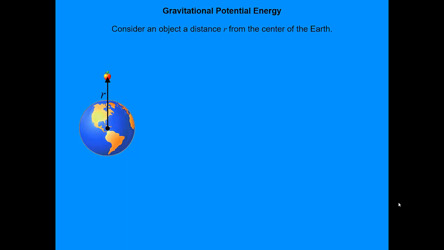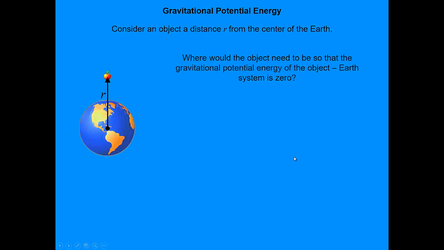But we now know that the force of gravity, and therefore the gravitational potential energy, is dependent on the inverse square of the separation distance when we get significantly far from the center of the Earth, a significant distance more than the radius of the Earth. So how then would the gravitational potential energy work in that case? Well, consider our apple, a distance r from the center of the Earth, which is significantly more than just the radius of the Earth.